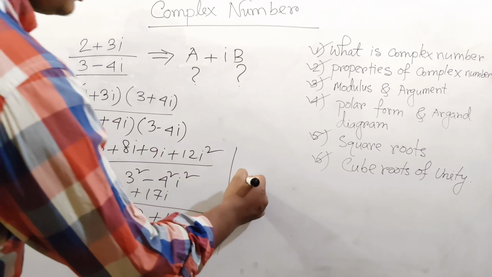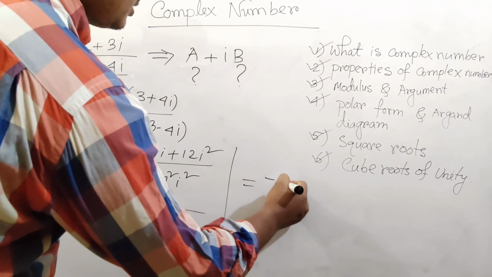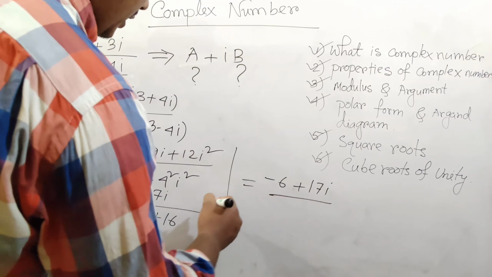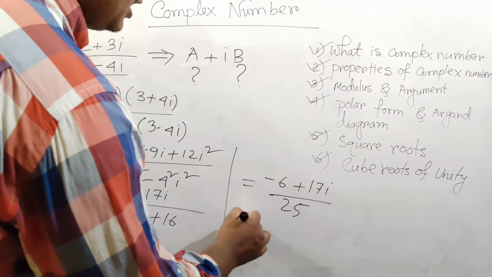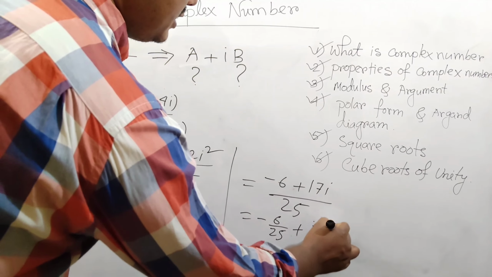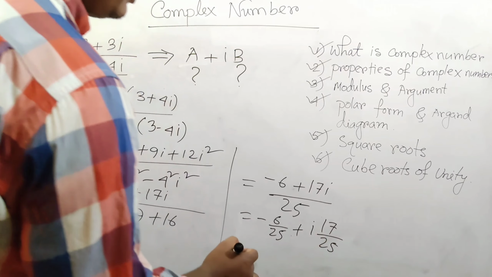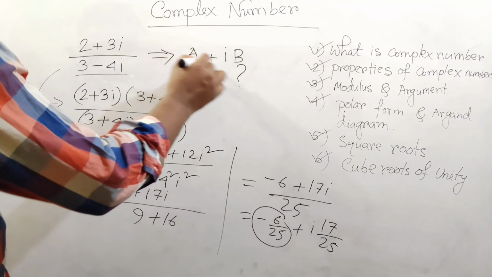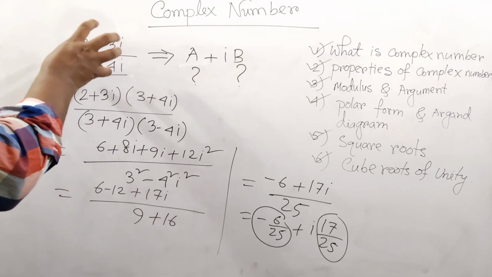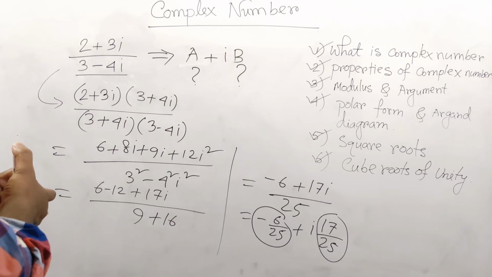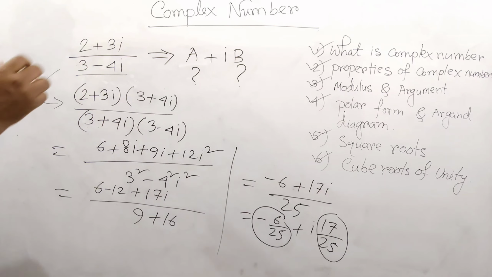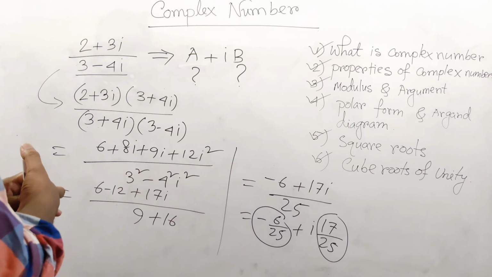Okay, now we can write here negative 6 plus 17i over 25, or finally we can write 6 over 25 plus i 17 over 25. So now if you look at this, this is the value of a and this is the value of b. That means this is the expression of this given complex number. So in that way you can easily express any rational complex number into the a plus ib form.